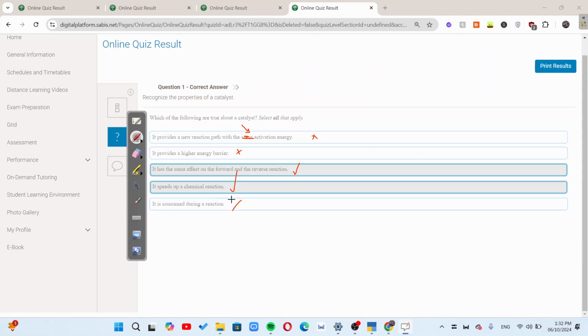It's consumed, definitely no. A catalyst is never, ever consumed. Literally, one of the properties of a catalyst is that it's not consumed. So you can't say it's consumed. It's definitely wrong.